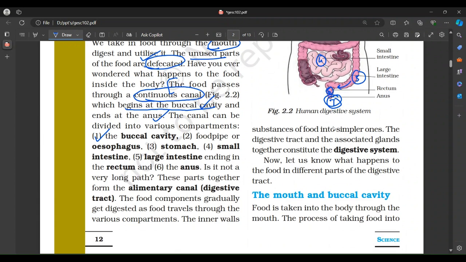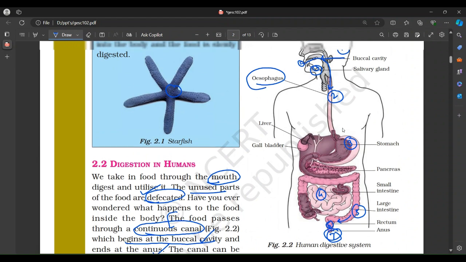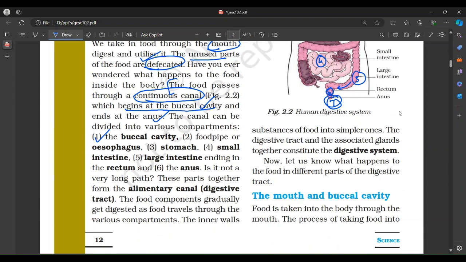Is it not a very long path? Yes, it is very long. These parts together form the alimentary canal or digestive tract. I have given numbers to every organ, so 1 to 7 are called the alimentary canal or digestive tract. Now the food components gradually, means slowly, get digested as food travels through the various compartments.